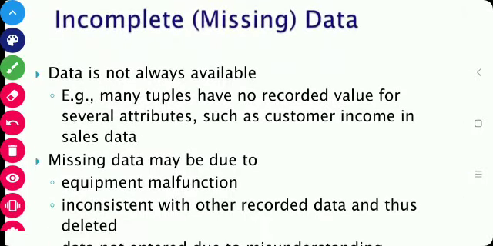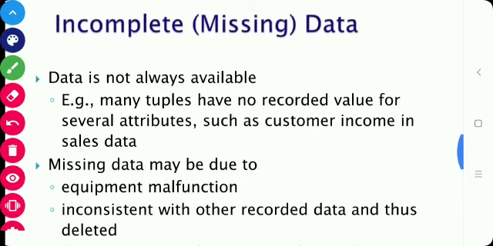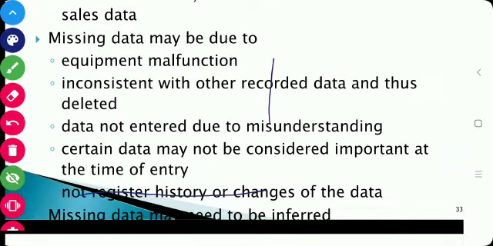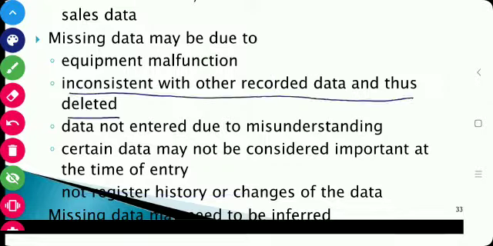Data is not always available. Many tuples have no recorded value for several attributes, such as customer income in the sales data. So missing data may be because of equipment malfunction, or inconsistent with other recorded data and thus deleted. Data not entered due to misunderstanding. Certain data may not be considered important while filling the data into the table.